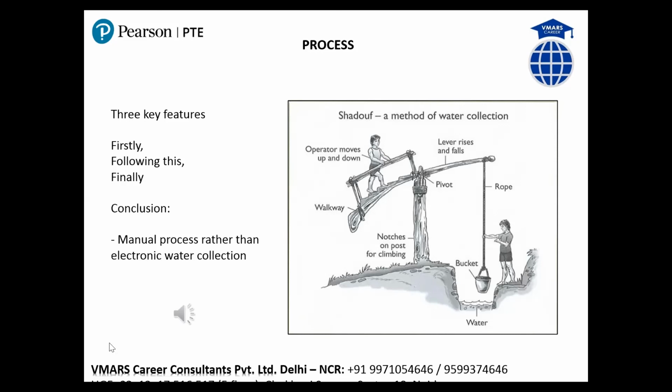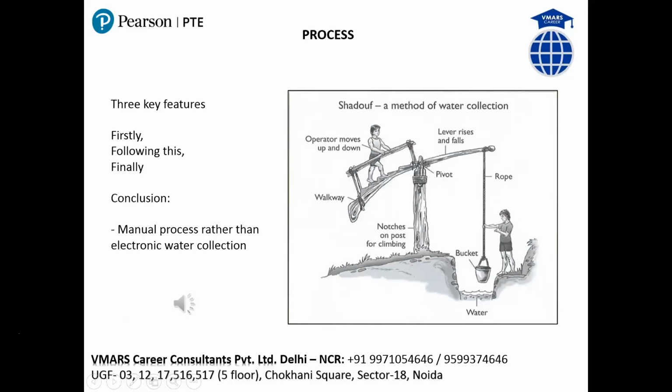The given image is a process of water collection. It can be majorly categorized under 3 steps. In the first step, there is a person who has to walk through the walkway, and while the person is moving up and down, the lever also rises and falls. With the walkway, in the end, there is a rope which is tied with a bucket and the lever. So as the lever goes down, the bucket also goes down in the water collection, and as the lever goes up, the bucket comes up. So there has to be one person who has to hold the rope. Overall, it can be said that this is a complete manual process.